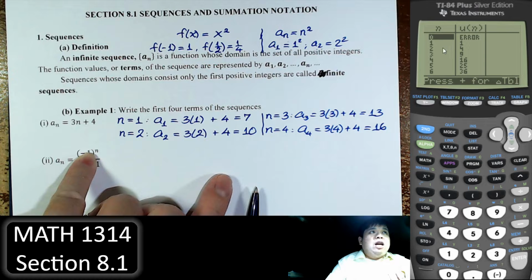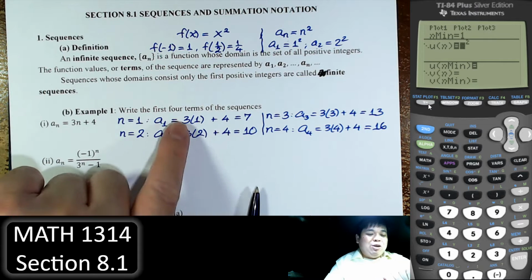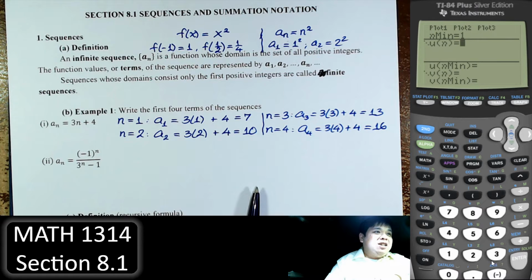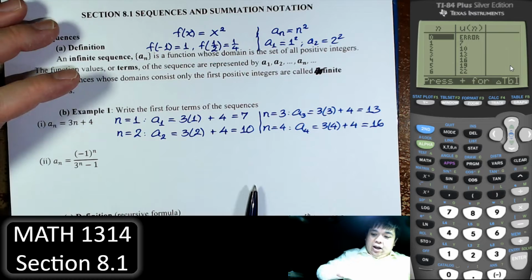And we can go to table. Sorry, not n squared. 3n plus 4. Yeah, we're talking about this example, not that. So 3n plus 4. So that button, if it is in function, it will give you x. If it is in sequence, it will give you n. And then second table. So this is the sequence. The first term is 7, second term is 10, third term is 13, and fourth term is 16.